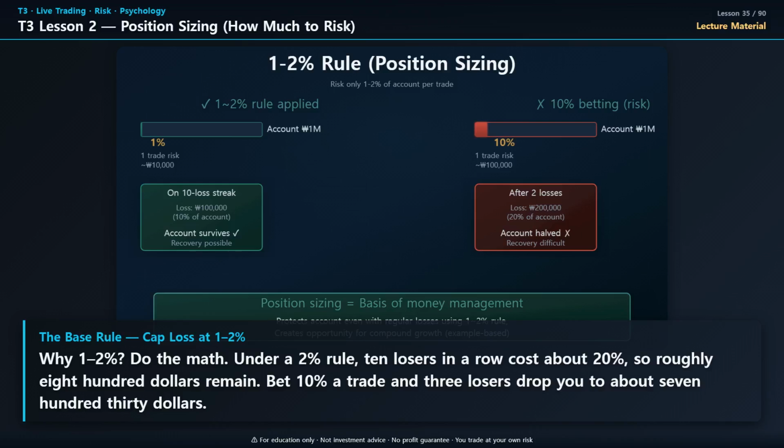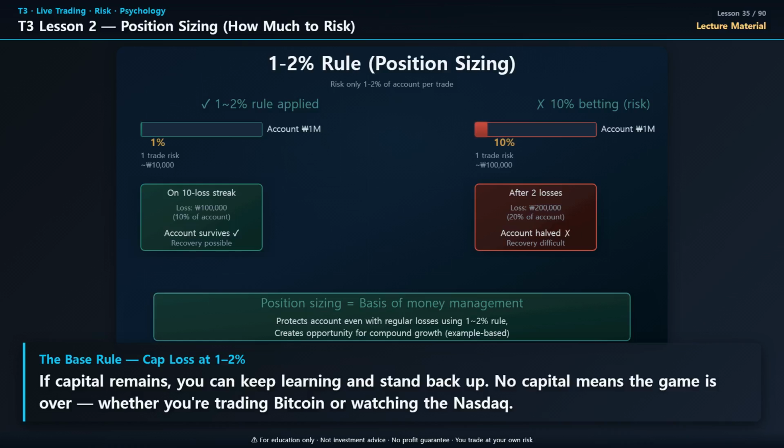Do the math. Under a 2% rule, 10 losers in a row cost about 20%, so roughly $800 remain. Bet 10% a trade, and 3 losers drop you to about $730. If capital remains, you can keep learning and stand back up. No capital means the game is over, whether you're trading Bitcoin or watching the NASDAQ.